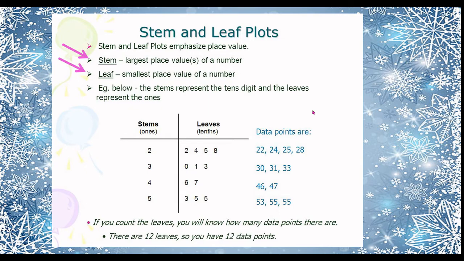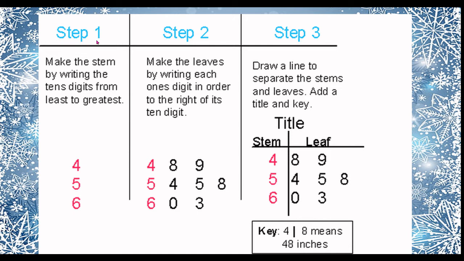Okay, so now we move to our next. Step 1. How are we going to draw the stem? First, we must write the 10 digit from least to greatest. 10 digit means puluh. Okay, puluh kita adalah dari kecil ke besar. So put them down. This is what we call a stem.